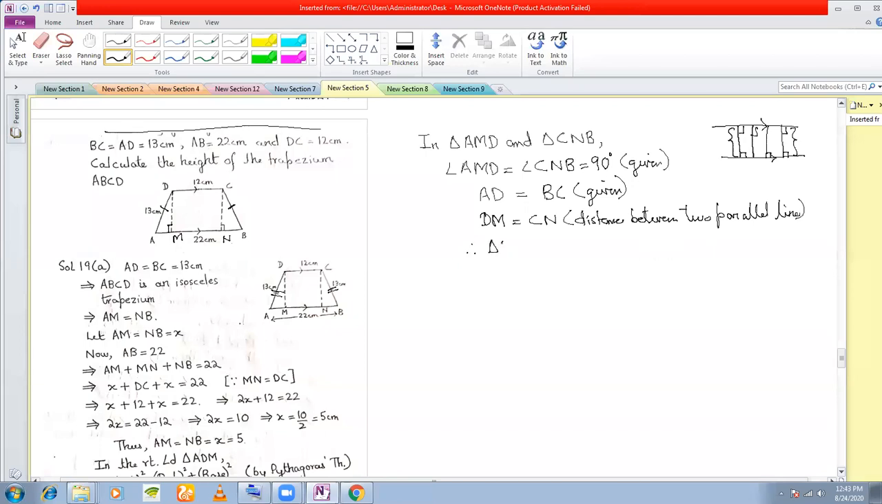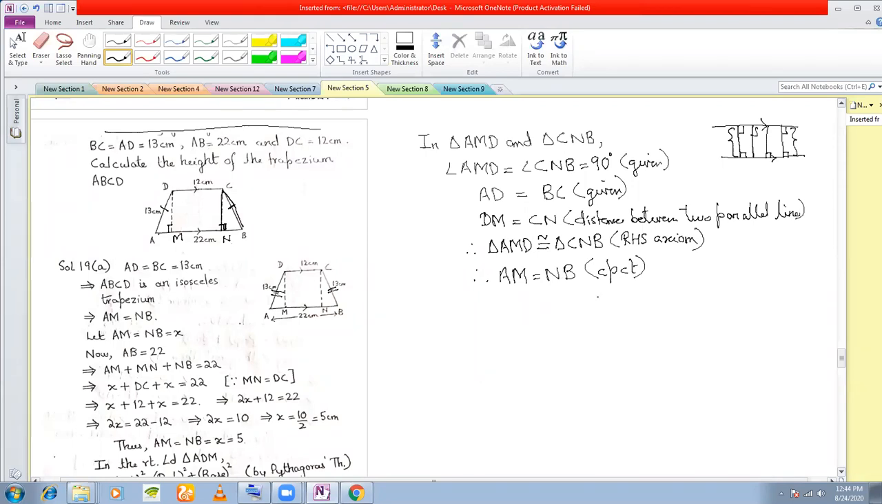Therefore, I have shown that triangle AMD is congruent to triangle CNB. And by what axiom can I say? Can you say what axiom? Right angle, hypotenuse, and side. RHS. So therefore, these two triangles are congruent by RHS. Therefore, AM must be equal to NB by CPCT.